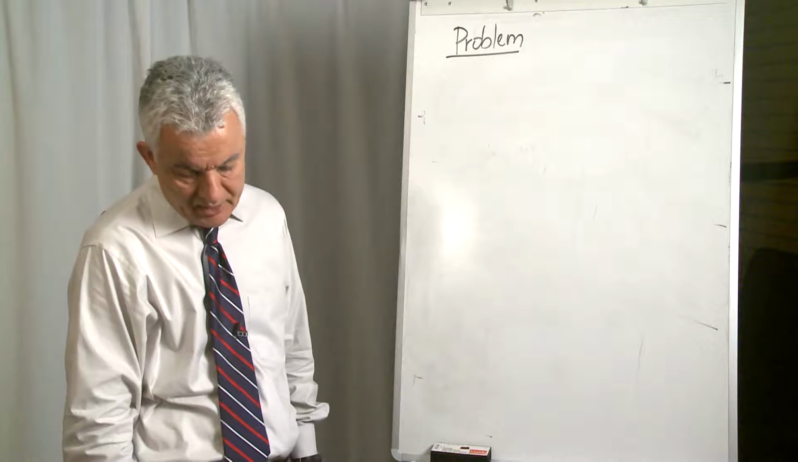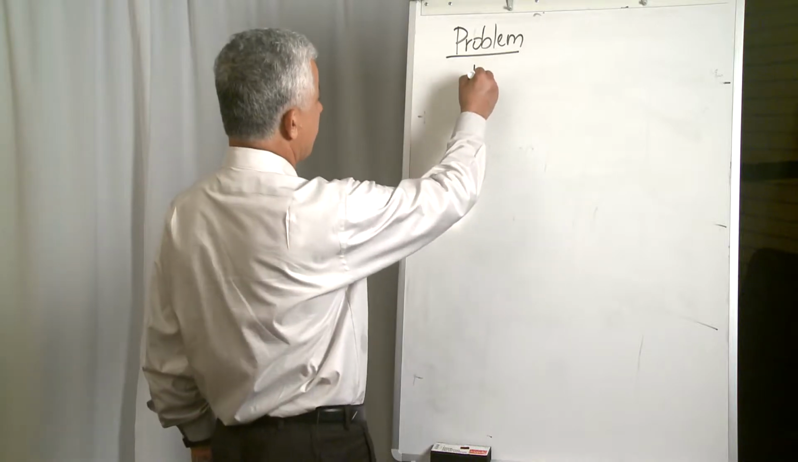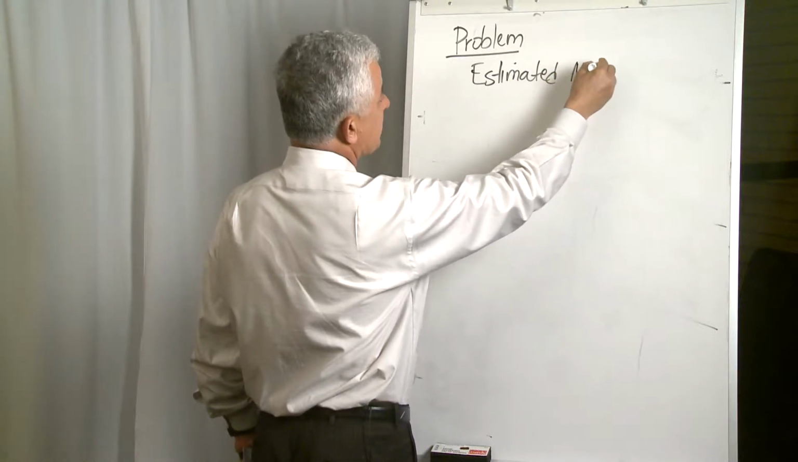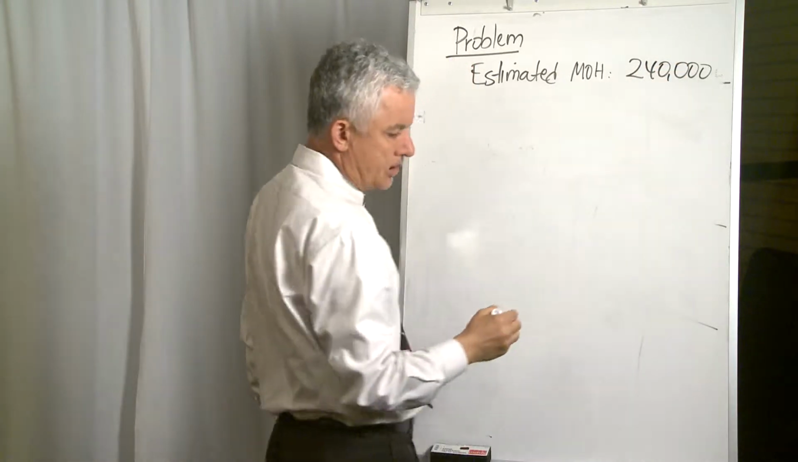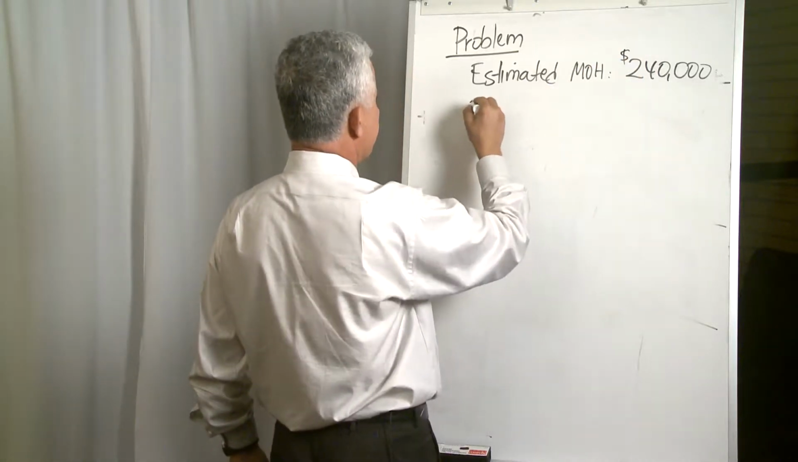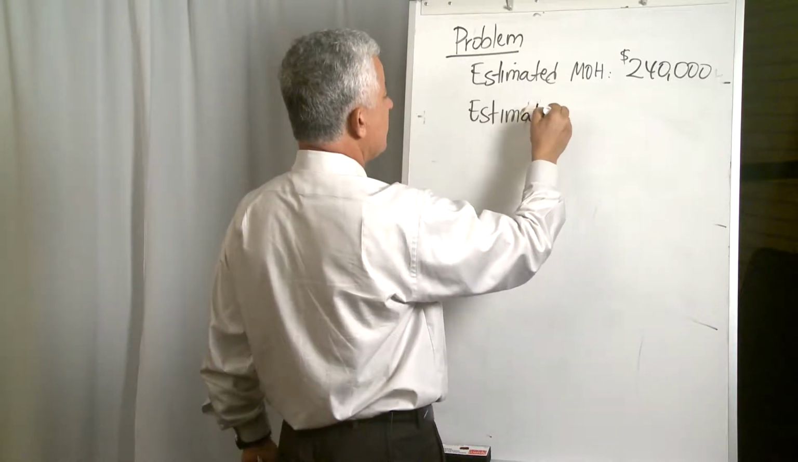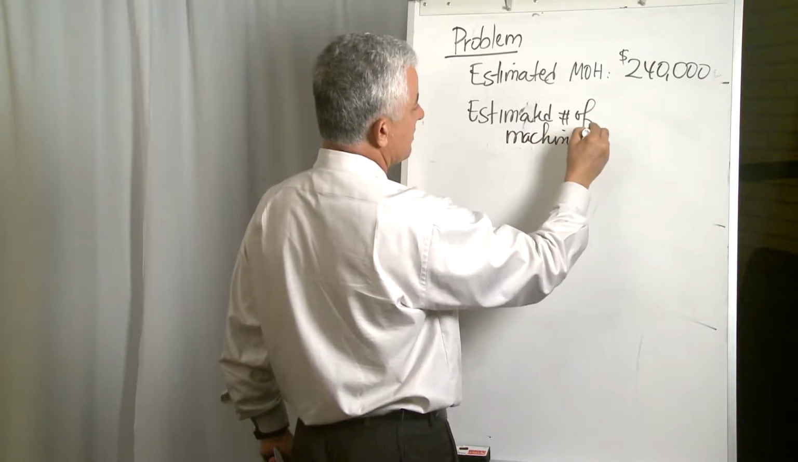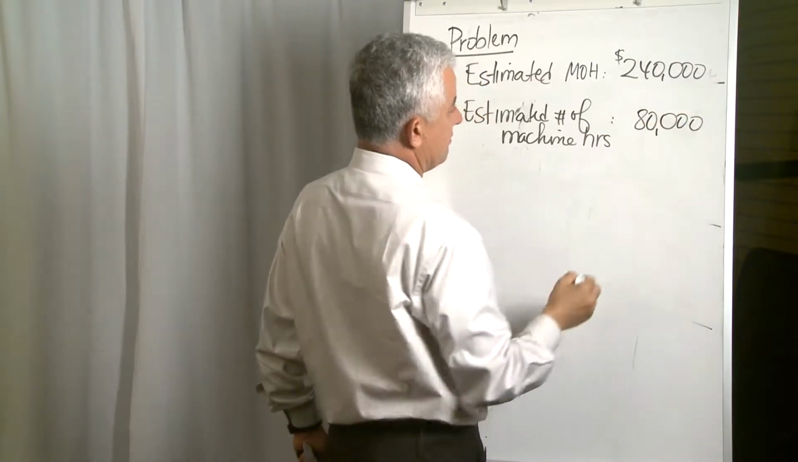At the beginning of the year, the company estimated manufacturing overhead for the year would be $240,000. So that's our estimated manufacturing overhead. MOH stands for manufacturing overhead, which is $240,000, and the expected or estimated number of machine hours is 80,000 machine hours.